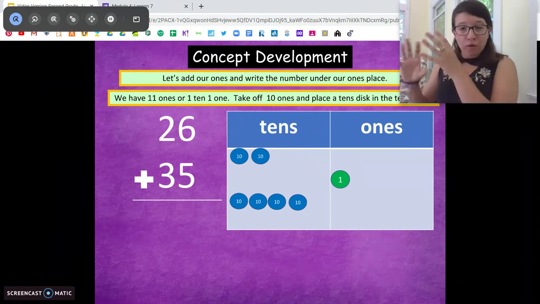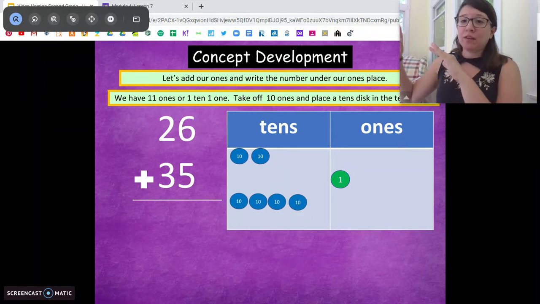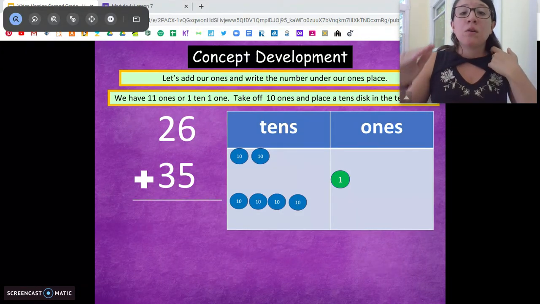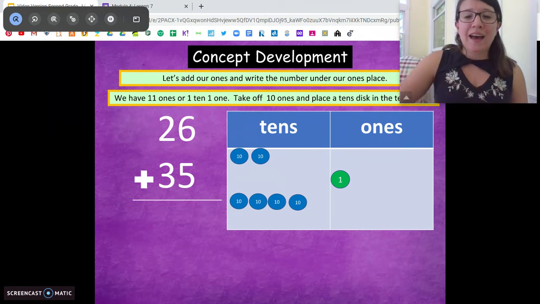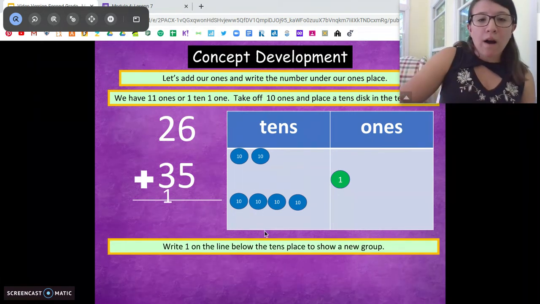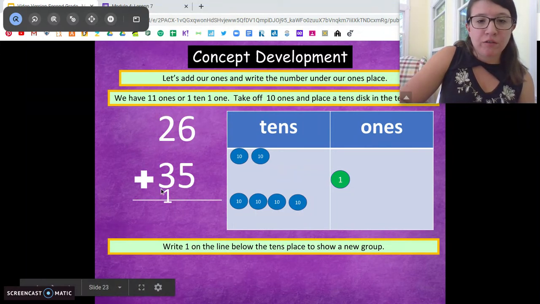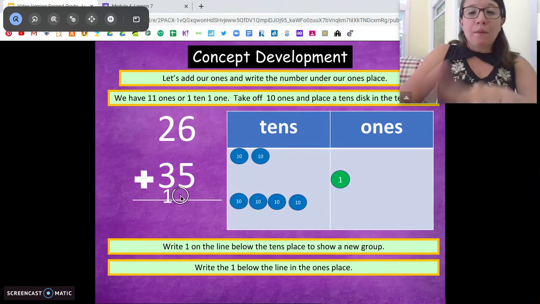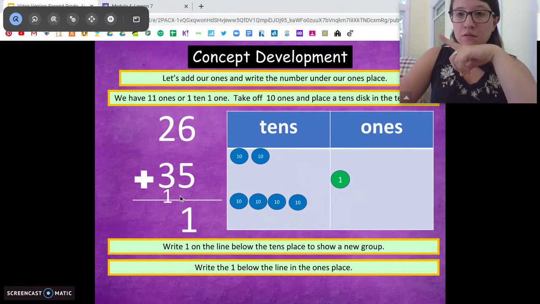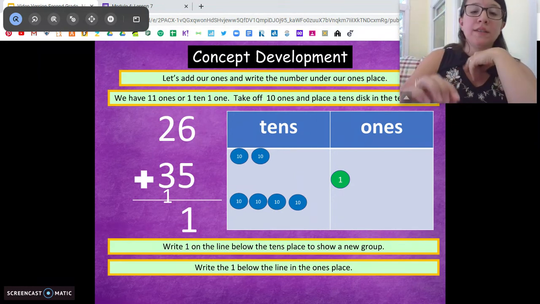So we had over 10 1s in our 1s place, but we can trade those out, move them over to make a 10. Okay, now on our vertical method, to show that we did that, we're going to put a little 1 next to our 2 and our 3 because we added another 1 over here. So we're going to put a little 1 under there so that we know to add it in. So how many 1s do we have left? 1. So we're going to put a 1 on the one side.